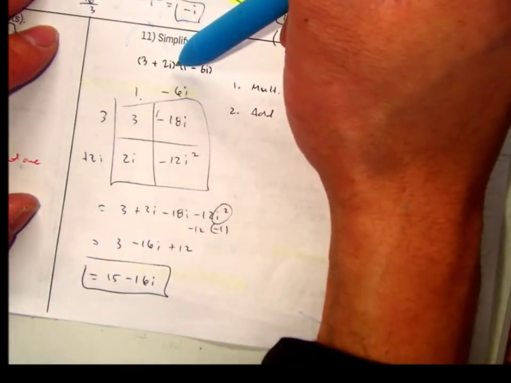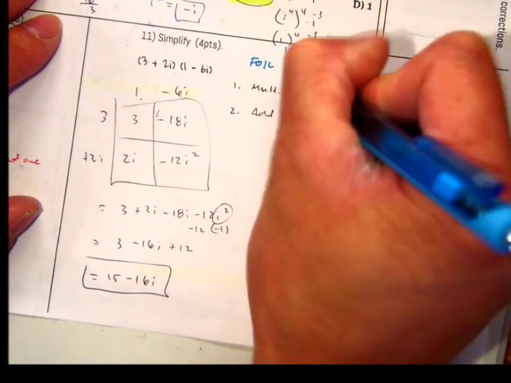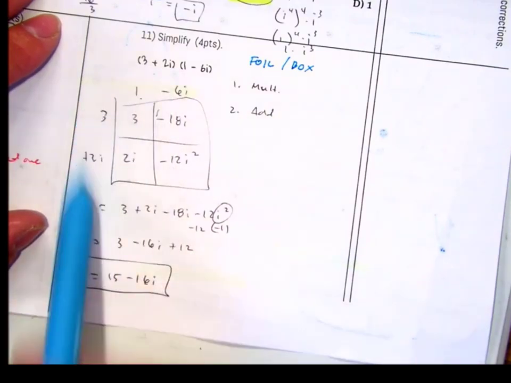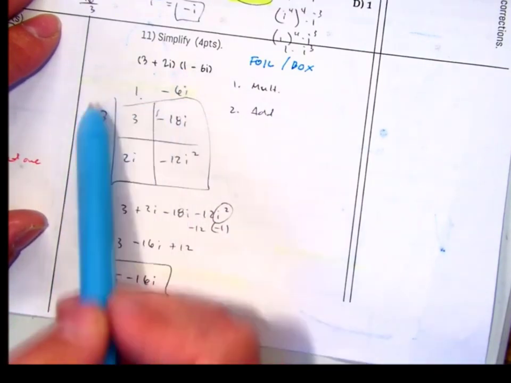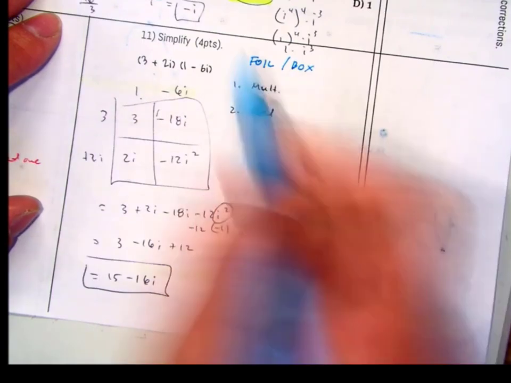In question number 11, you'll notice that there is no symbol in between the parentheses, so you're going to have multiplication. So you can either use FOIL or this box that I'm showing you. I'm going to write one of these on the side and one of these on the top. It does not matter which one goes on the side or the top. And you're going to do the same thing with FOIL. You're going to multiply then add.